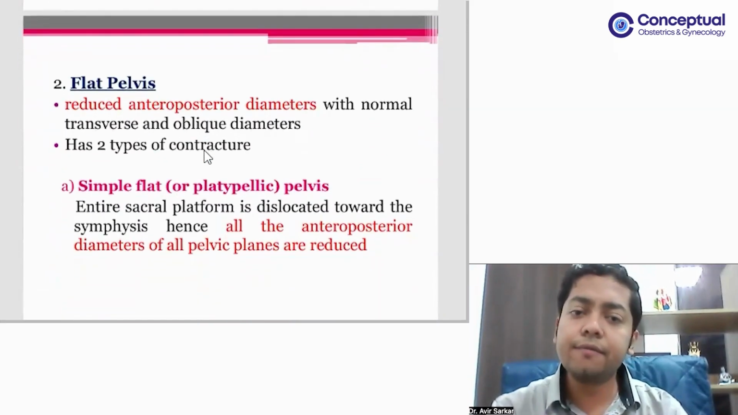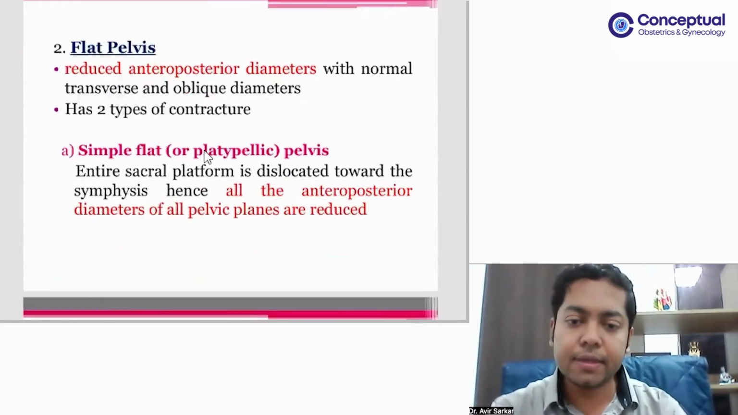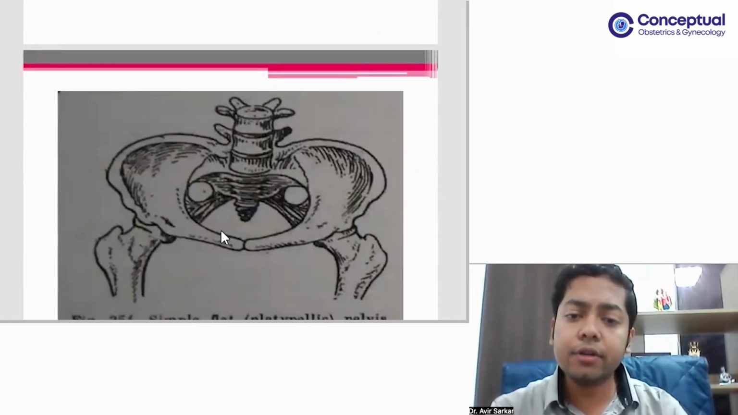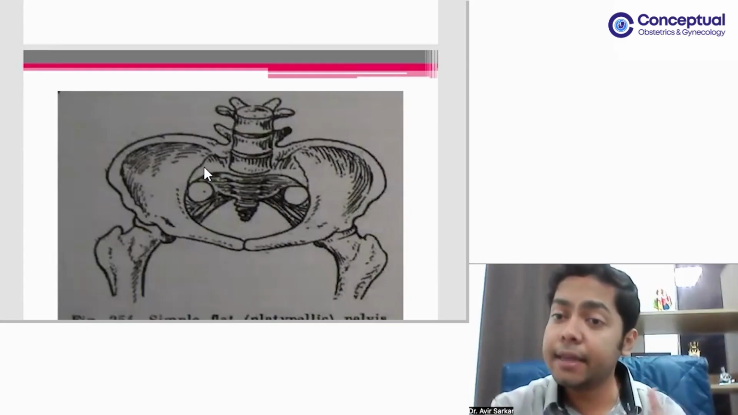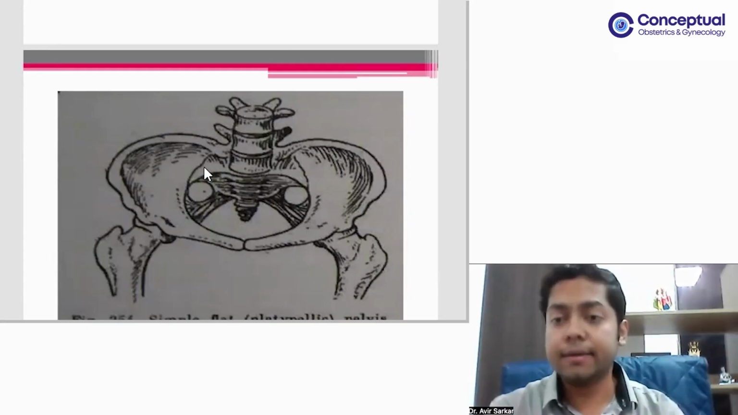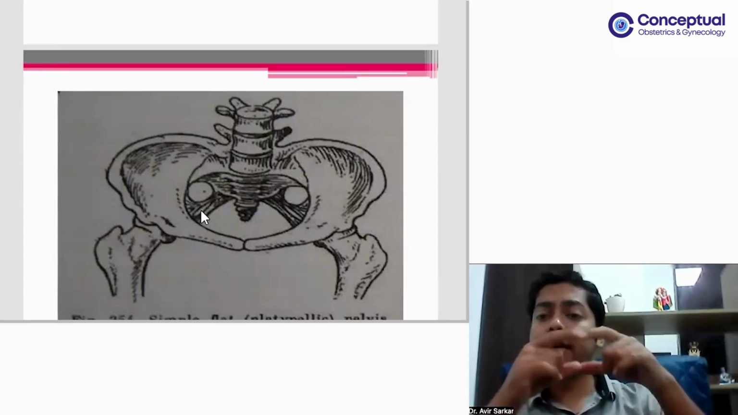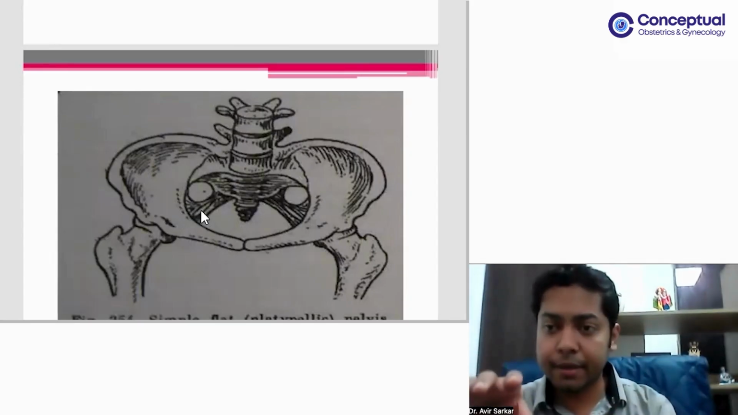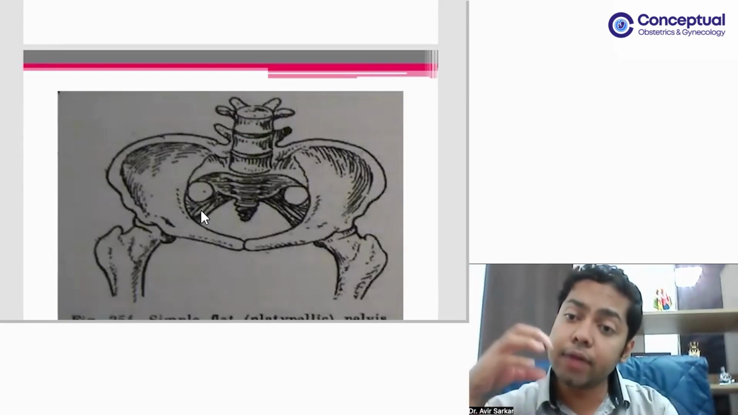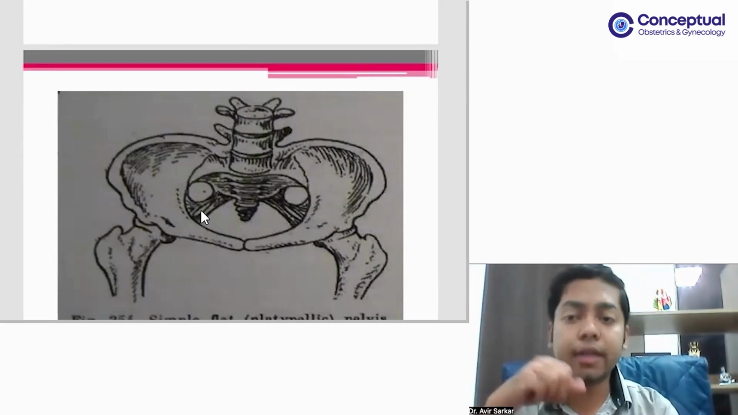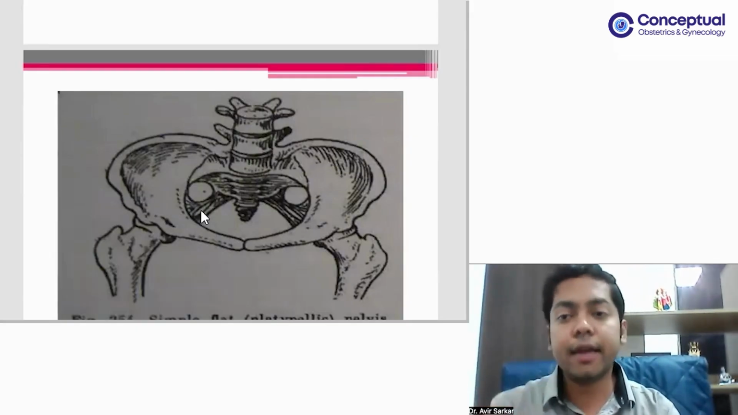Coming to the next one, a flat pelvis or a platypeloid pelvis. In platypeloid pelvis, we already know that it is transversely oval. It means the transverse diameter is more than the anteroposterior diameter, even at the inlet, even at the mid cavity, and also in the outlet. So when all the diameters are more in the transverse diameter compared to the anteroposterior diameter, then the fetal head will try to engage, but rotation won't take place properly. And when internal rotation doesn't take place, then it becomes difficult for the head to come out.